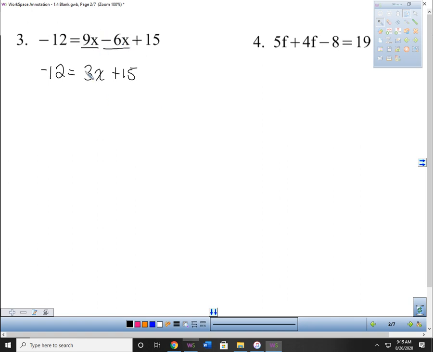So now I've combined all my like terms over here. I've combined all my like terms over here. There's nothing left to simplify. So I look at my x and I see that I am multiplying by 3 and I'm adding 15. So the first thing I have to undo would be adding 15. So I will subtract.